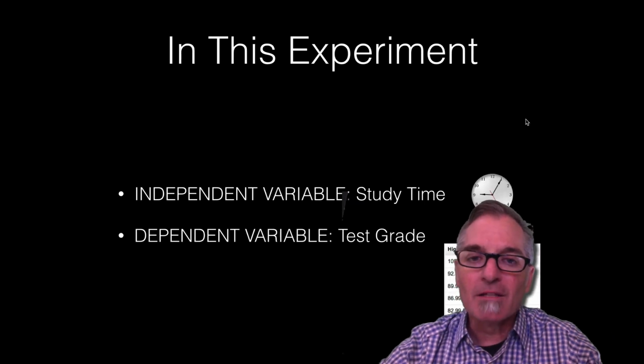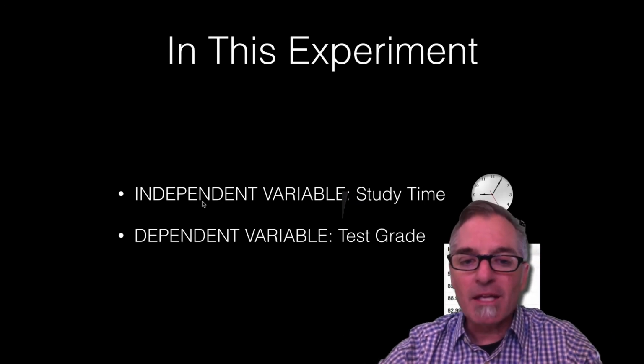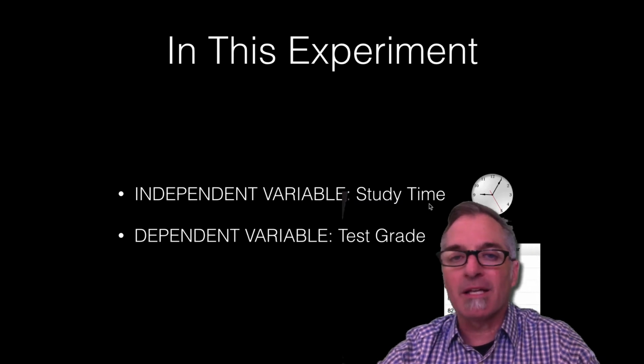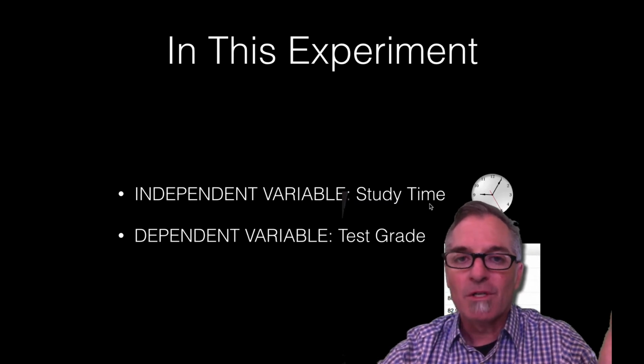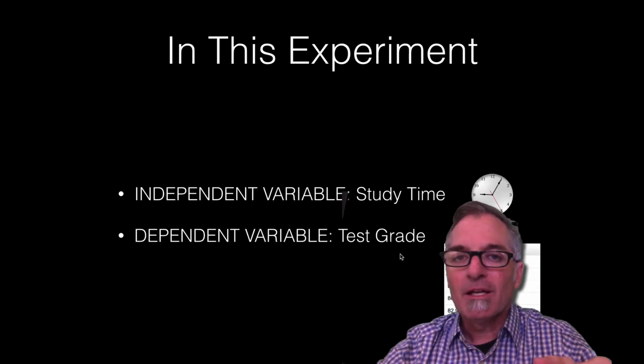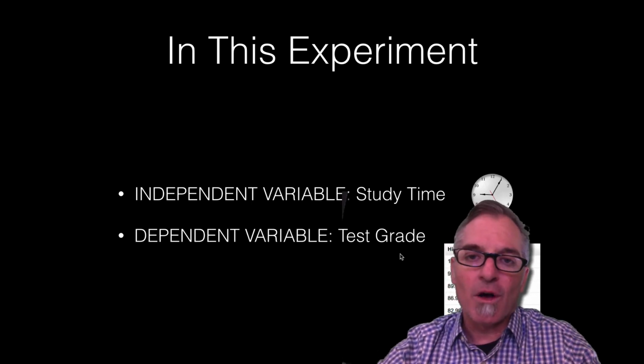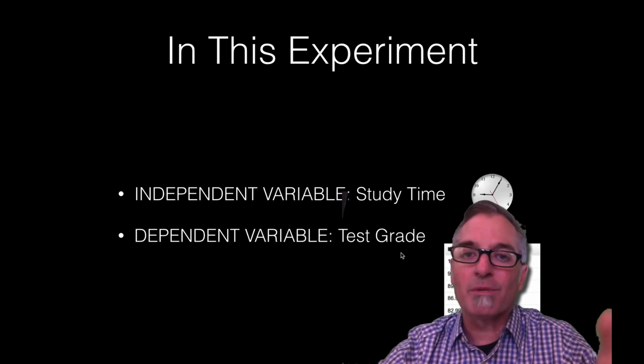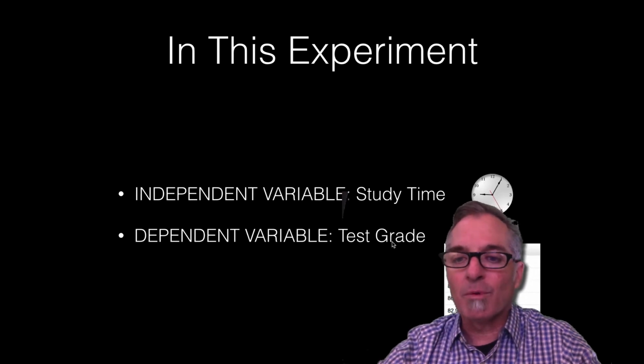So if you take a look in this experiment, the independent variable would be the study time, like we mentioned, 15 minutes or 30 minutes or 45 minutes. And the dependent variable is the test grade or the test score. So the longer they study, you would hope to see that the grade would go up.